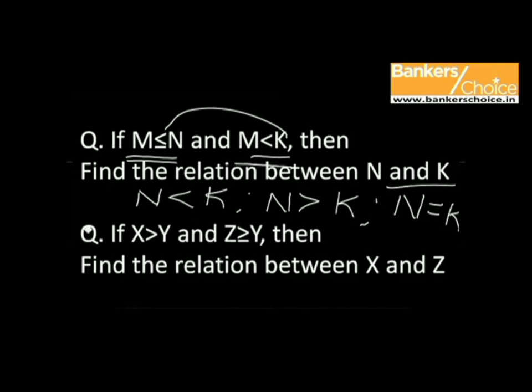So the answer is, the relationship between N and K cannot be determined. Similarly, we can solve the next question. Here again, X is greater than Y and Z is greater than or equal to Y. So we can say that X and Z cannot be compared.